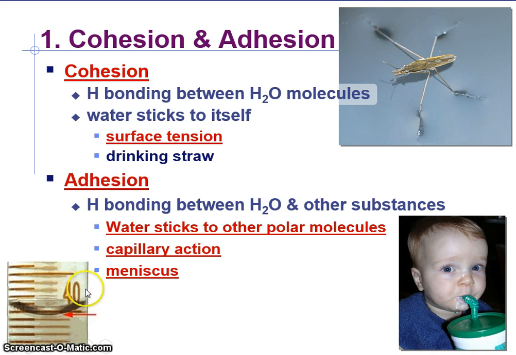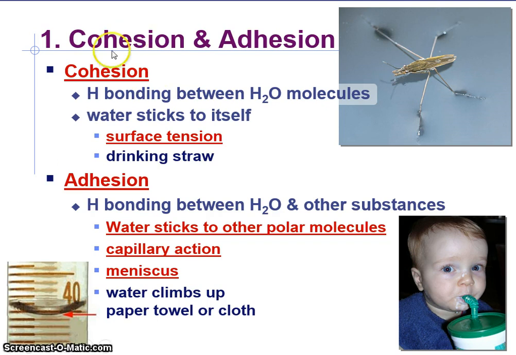So over here, the water molecules are attracted to the glass in this graduated cylinder. Here you have an example of cohesion where they're attracted to each other, and here you see adhesion where they're attracted to the sides of the glass. So the meniscus, this is the meniscus, is the result of cohesion and adhesion. Also, when you see water climbing up a paper towel, that's adhesion.